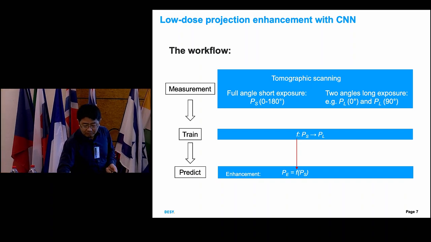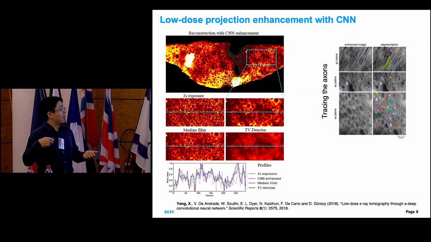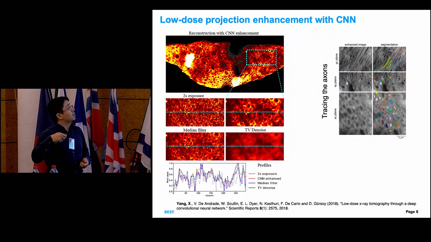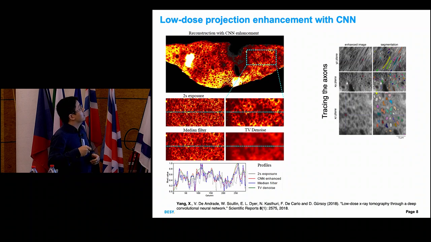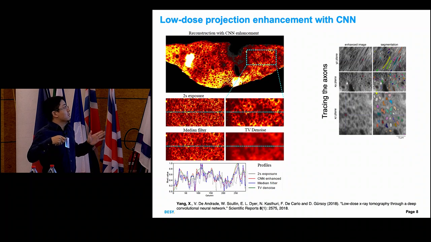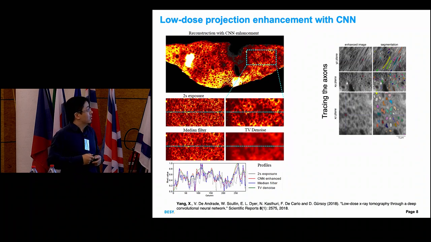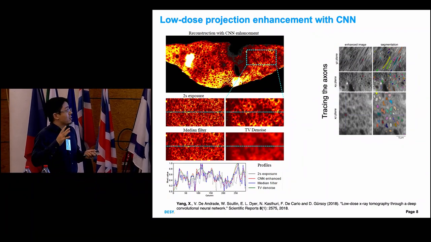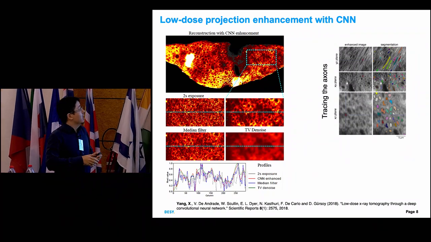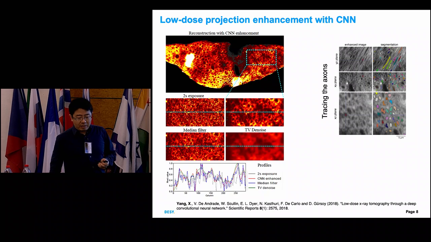This is the application for this case. This is a slice of a mouse brain sample, and the resolution is about 50 nanometers. If we want to finish the scan, the maximum exposure time for each projection is only 2 seconds, and then the reconstruction is just totally noise. For a sufficient scanning time, at least 15 seconds, you will burn your sample and you cannot finish the scan.